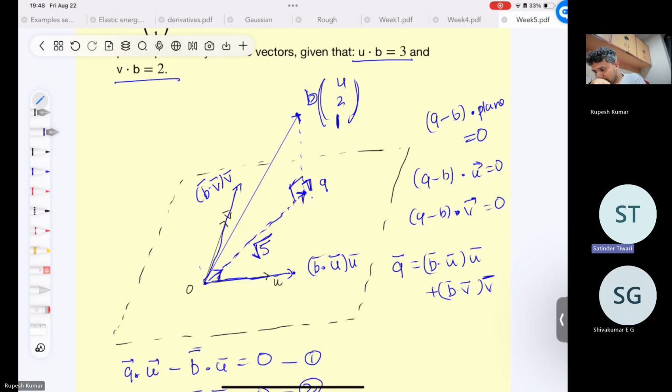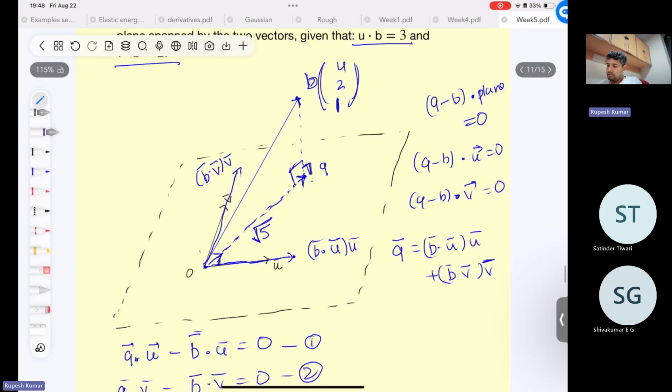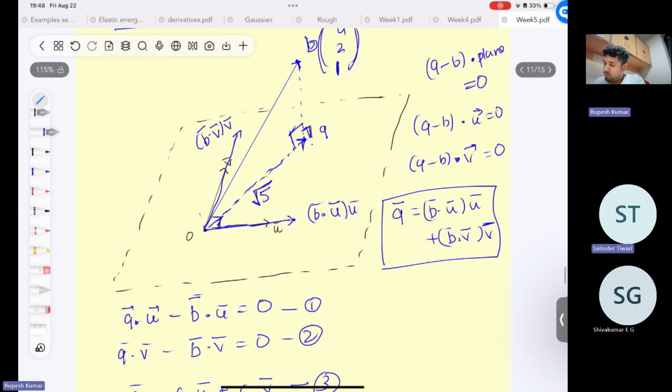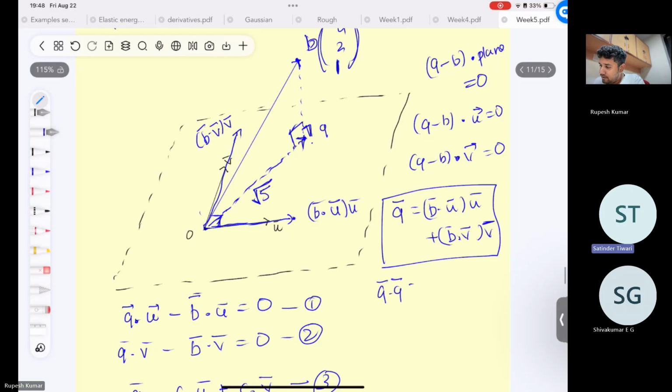Okay, so are you agreeing that the vector q going from the origin to the point q will be b dot u in the u direction plus b dot v in the v direction? Do you agree with this? Yes, I agree. So now what is q dot q? It is b dot u squared, right? Plus b dot v squared, right? Do you agree with this? Because these two are orthogonal, u dot v and v dot u will be zero.